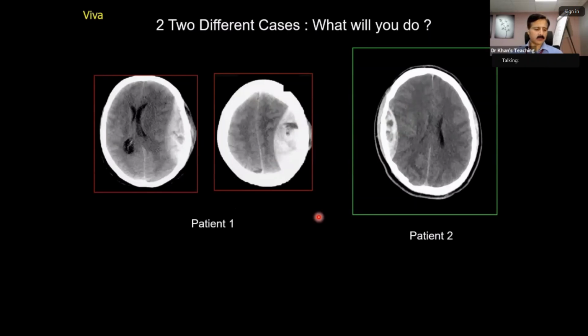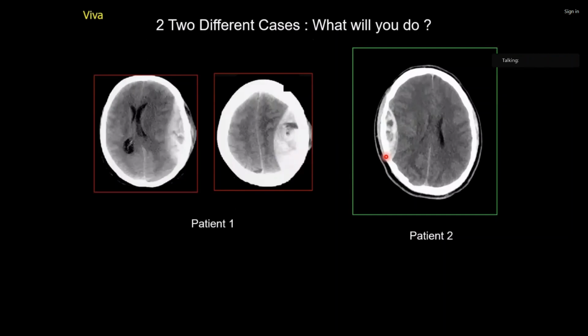How are you going to tackle this case if you are reporting this? Classical Viva question. I am showing you patient 1 and patient 2 with the same finding. My question is a Viva question. You have picked it up. You are the on-call radiologist. What is happening? What will you do?